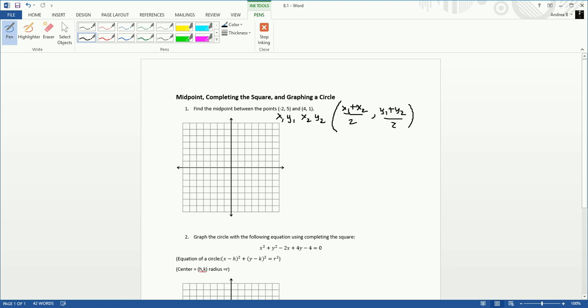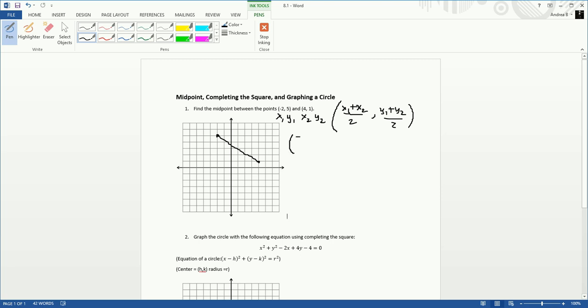You can also visualize this on the graph by graphing the point (-2, 5) by going over to the left 2 and then up 5. And then you can also plot the point (4, 1) by going over 4 and then up 1 to plot those 2 points. And then if you're visualizing where this midpoint would be, it's going to be in the center of that line segment that connects those 2 points. So that way you can check to make sure your answer makes sense at the end.